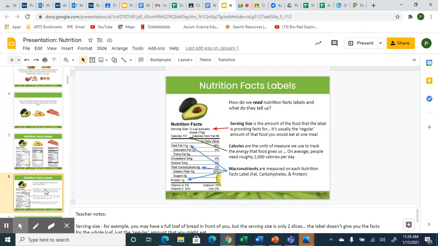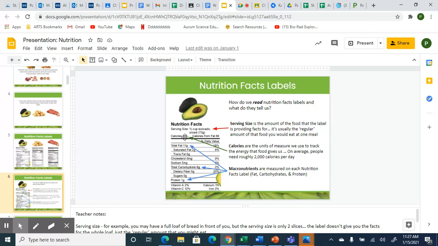So first off, don't be tricked. Serving size might not be the size that you think it is. So always check what the serving size is. It usually is a regular meal, but the sodas and the Gatorade sometimes trick you. So, you see the red arrow, that is our serving size, which is 1/2 cup sliced.